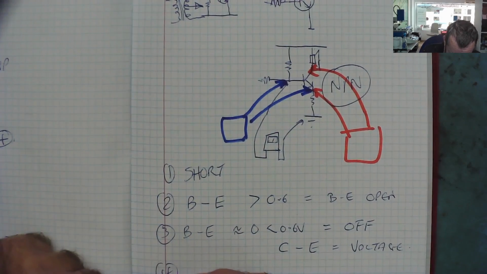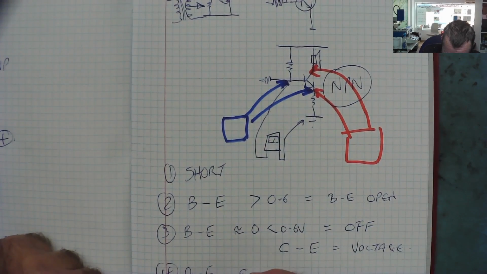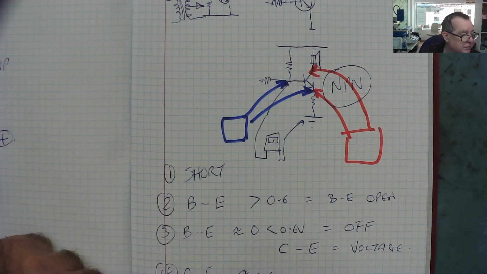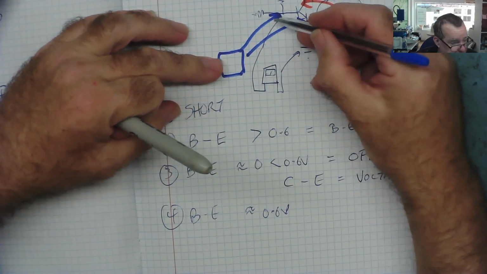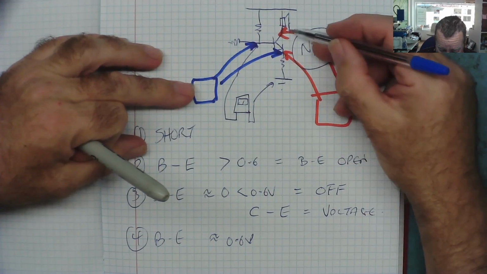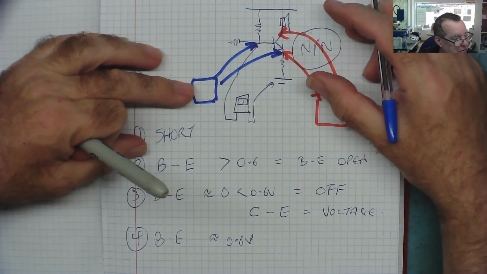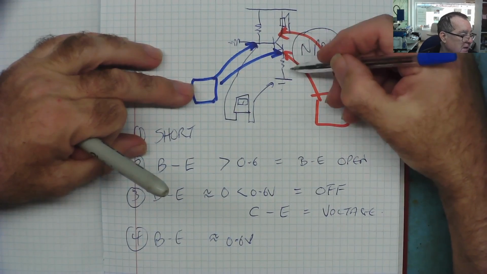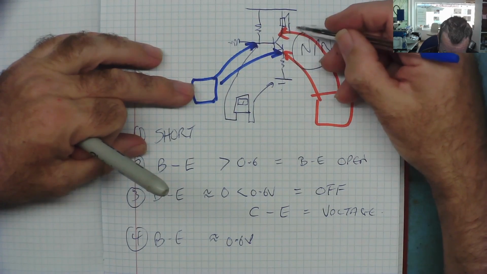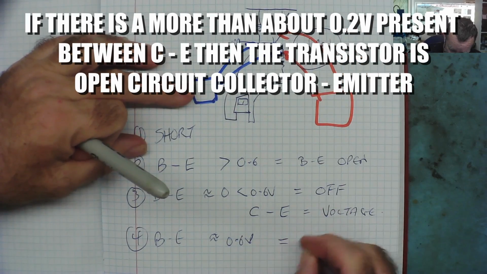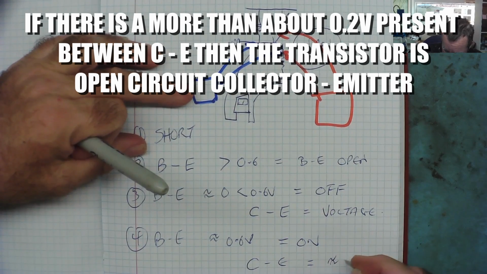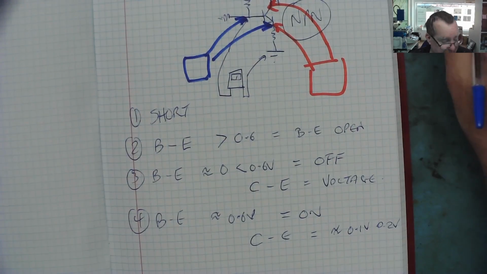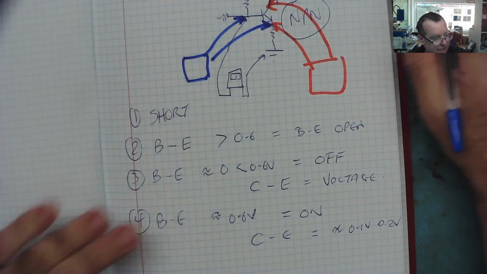Number 4, base-emitter is about 0.6 volts. The transistor's on, 0.6 positive. Now, if we measure between the emitter and collector, this transistor should be turned on. So the voltage across here should be almost zero, maybe 0.1 or 0.2. So the transistor is on, and collector-emitter equals about 0.1 volt, 0.2 volt, something like that. So that's how to test a transistor by measuring voltages.